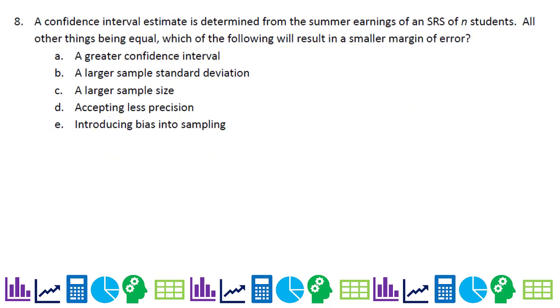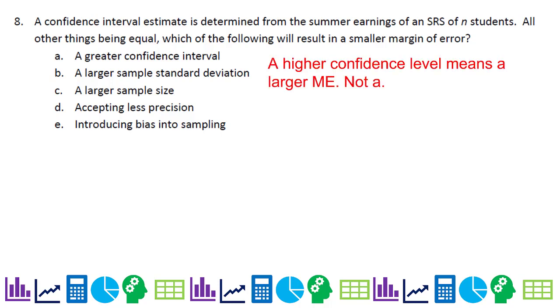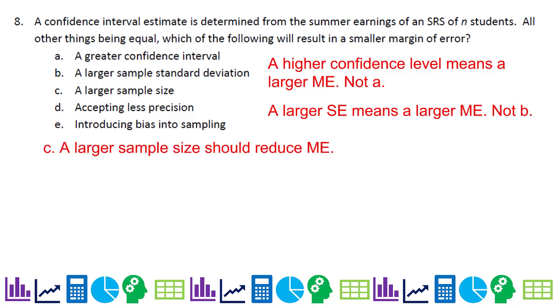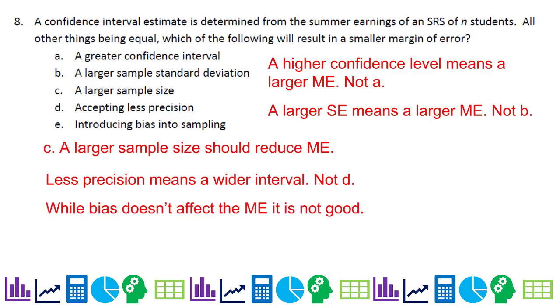Number 8. A confidence interval estimate is determined from the summer earnings of an SRS of n students. All other things being equal, which of the following will result in a smaller margin of error? So, a higher confidence level means a larger margin of error, so it's not A. A larger sample standard deviation means a larger margin of error, so it's not B. A larger sample size should reduce the margin of error because it tightens up your standard error. D, less precision means a wider interval, so it's not D. And while bias doesn't really affect the margin of error, it's not a good thing. So we're going to go with choice C.